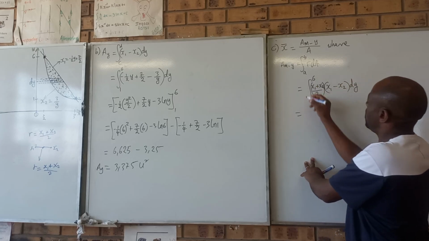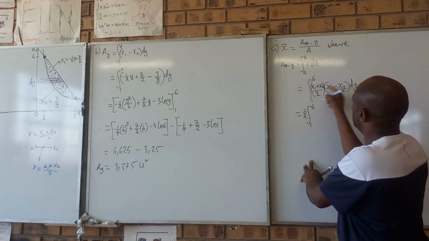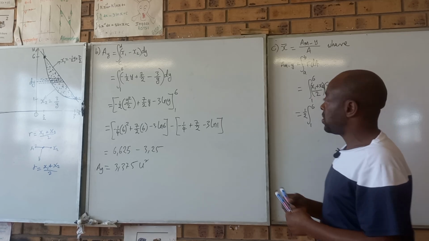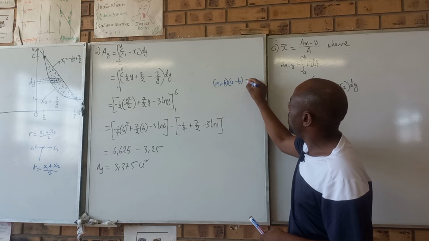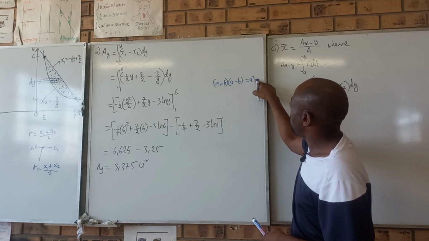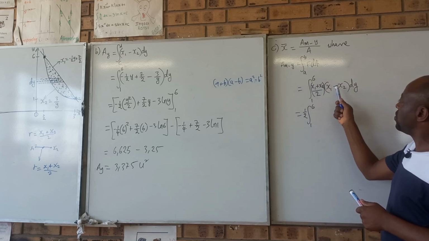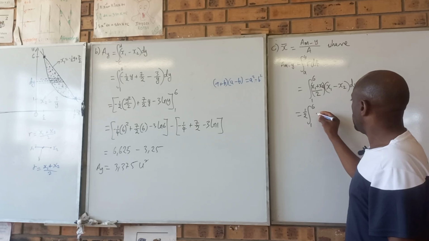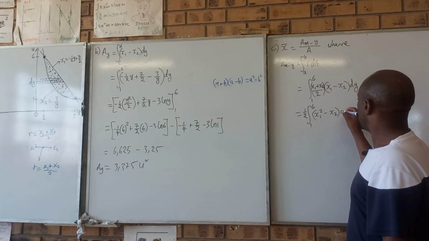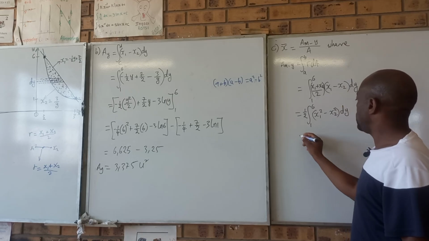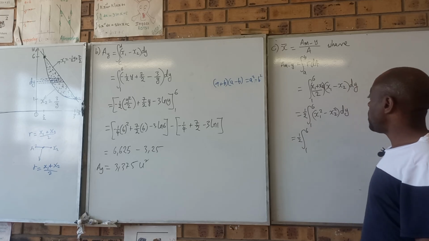And now this 2 at the denominator goes out as a half. Then the other one will give me the difference between two squares, because if I take a plus b into a minus b, I should be getting a squared minus b squared. So x1 plus x2 into x1 minus x2 should be giving me x1 squared minus x2 squared. Then I can now substitute my values for x1 and x2.